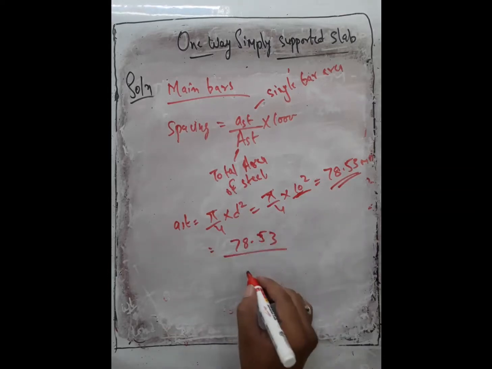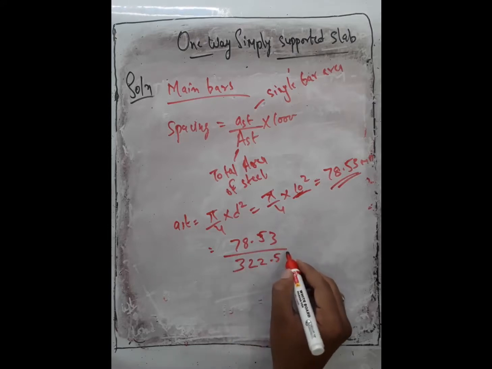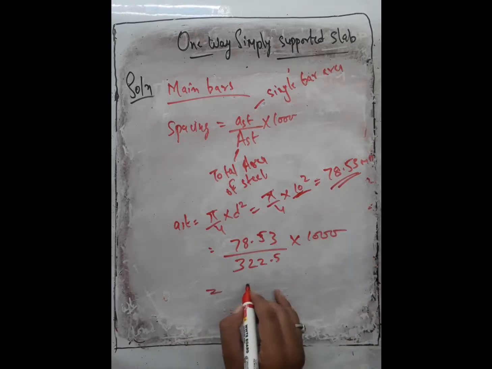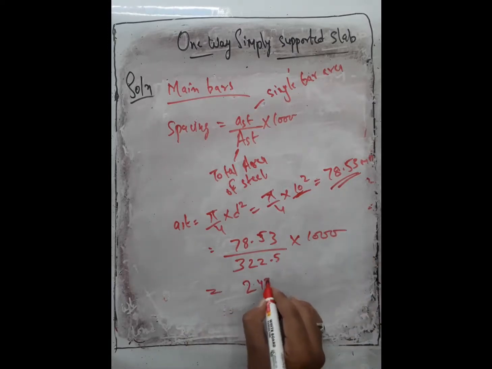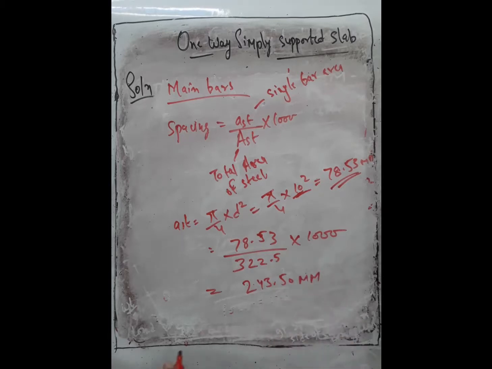78.53 divided by total AST, which we get as 322.5, and here we have to multiply with the 1000. So here we get spacing is equal to 243.50 mm. 243.50 mm. So we say that 240 mm.